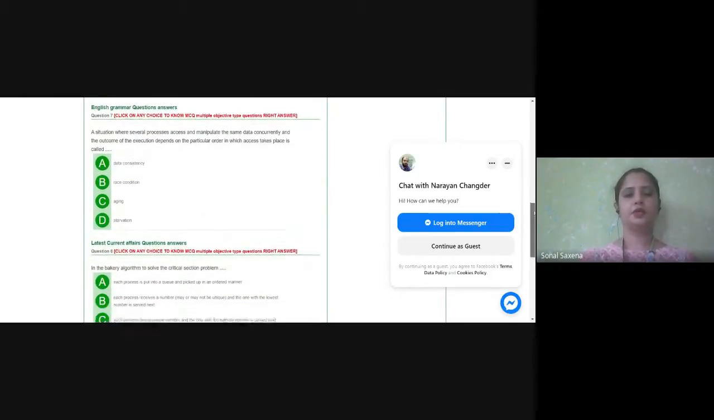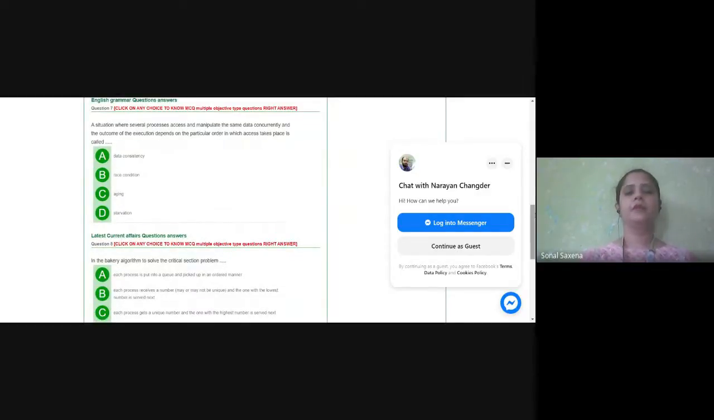Let us think upon question number seven. A situation where several processes access and manipulate the same data concurrently, and the outcome of the execution depends on the particular order in which the access takes place. Is it called data consistency, race condition, aging, or starvation? So, what do we call it? Just quickly think over it and answer the question.